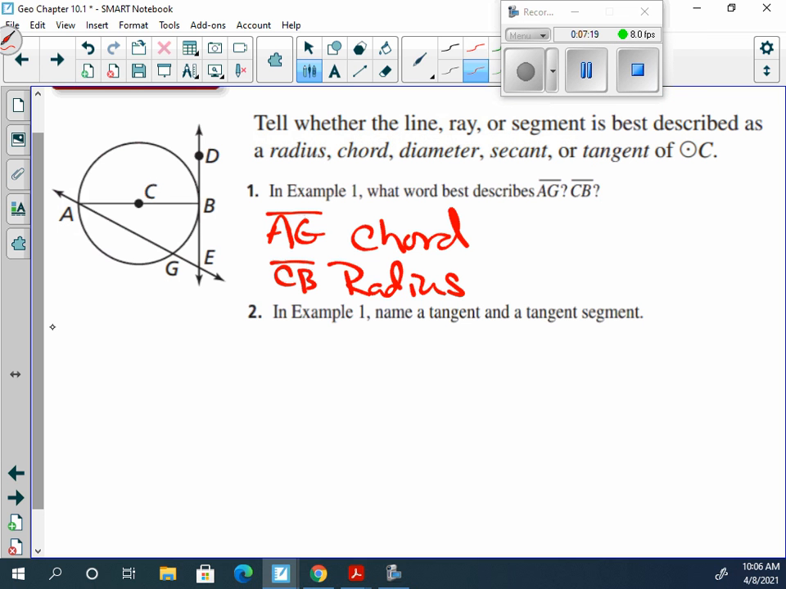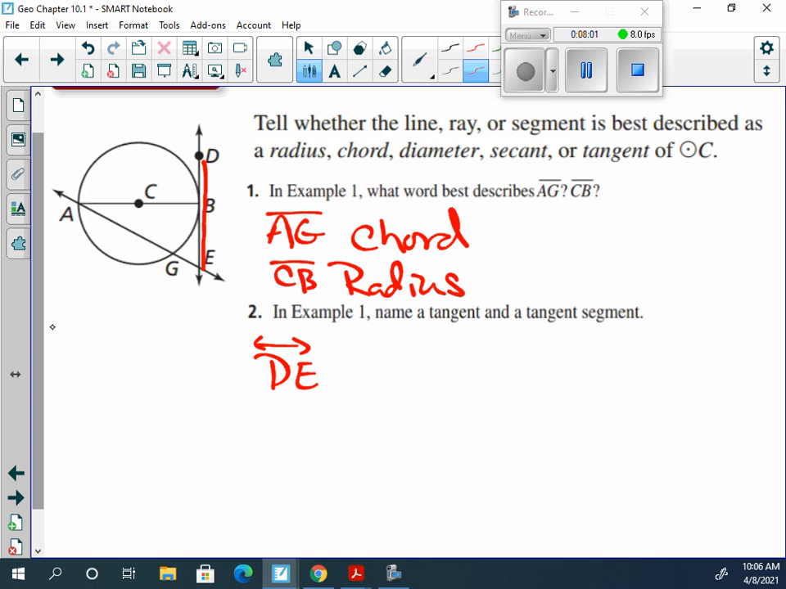In example 1 for this here, name a tangent. DE. What would I put above it? I mean, we could put a line. I could put a ray. Could I put a line segment? Because does DE, a line segment DE, intersect the circle at one point? Yes.